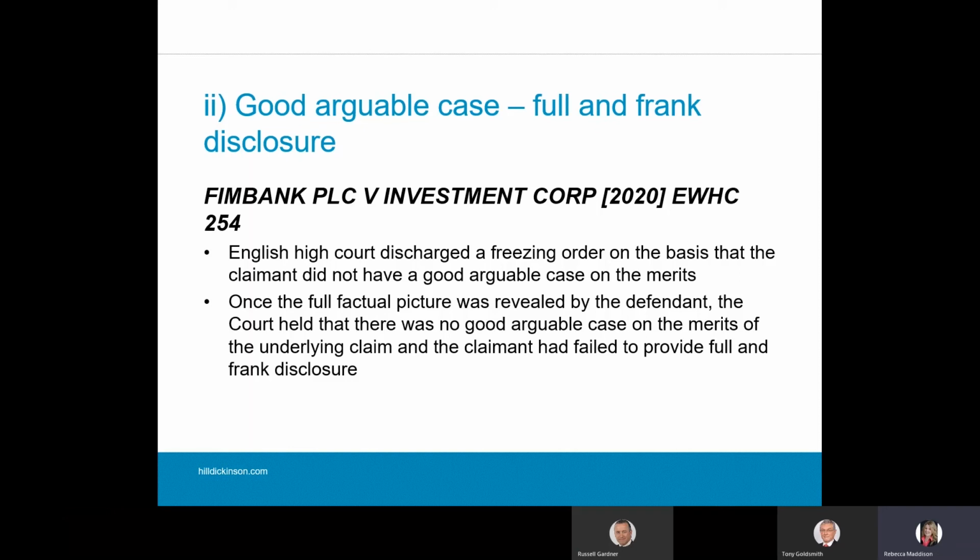Once the full factual picture was actually revealed by the defendant at the return date hearing, the court held that there was no good arguable case on the merits of the underlying claim, and the claimant had failed to provide full and frank disclosure.